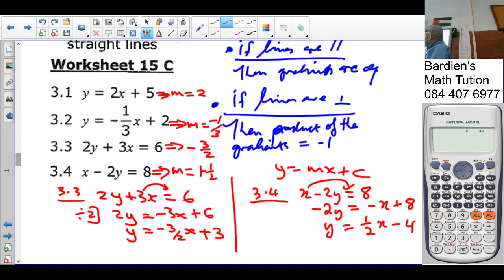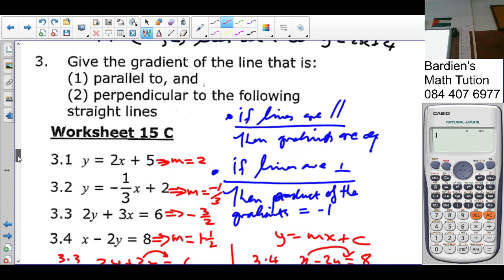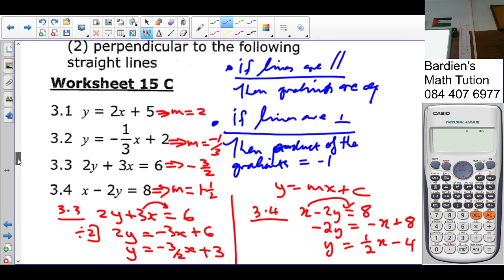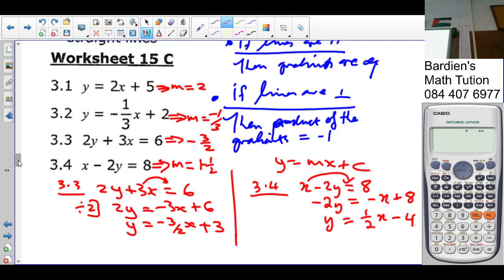So coming back to the question. The question says, give the gradient of the line that is parallel. Are there any lines that are parallel here? Are there any gradients that are equal here, people? No. So are there lines that are parallel? No.